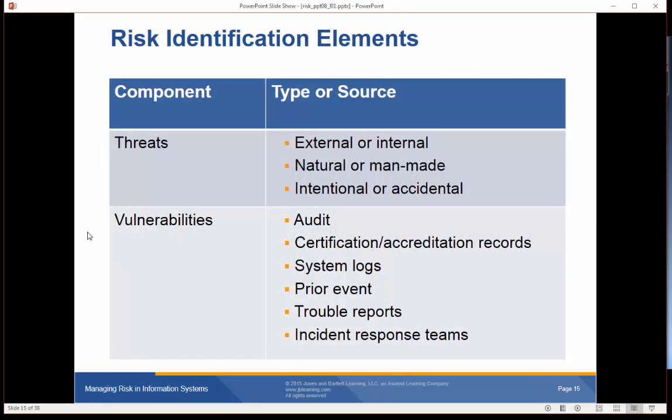And so your threats: external, internal, natural, man-made, intentional or accidental. Your vulnerabilities: basically audits, certification, accreditation records, system logs, prior event, trouble reports, incident response teams.